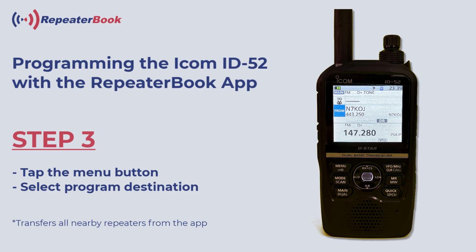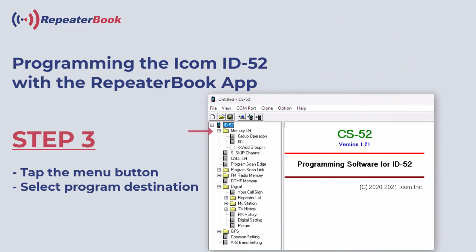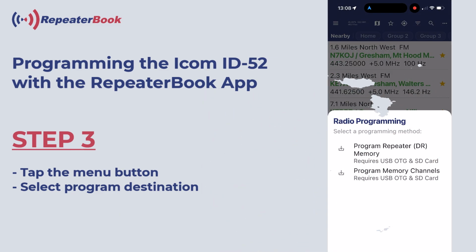Selecting a repeater applies its stored frequency and other repeater settings. Memory channels are conventional numbered memory channels. This may be preferable if you normally operate from fixed memory groups or use traditional memory channel scanning. For this demonstration, we will select Program Repeater DR Memory. A separate video explaining the differences between DR memory and conventional memory channels is linked in the description.